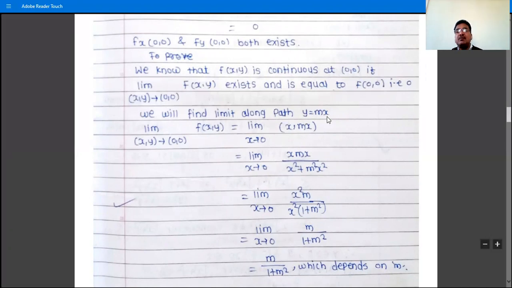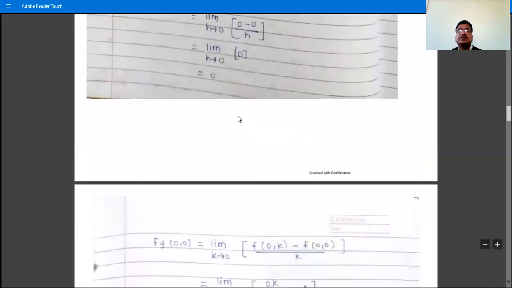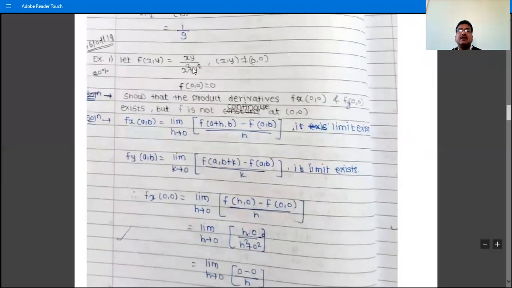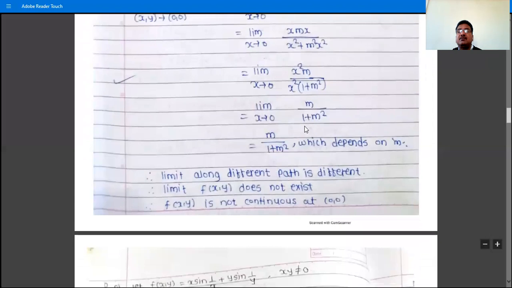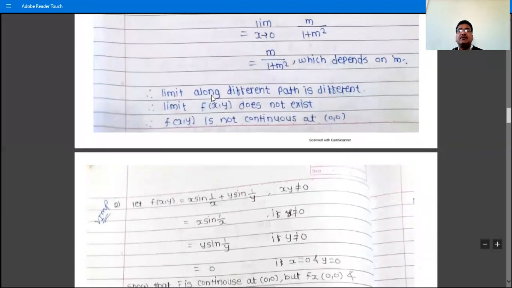So we will find the limit as (x, y) tends to (0, 0) of f(x, y) along the path y equal to mx. So the limit as (x, y) tends to (0, 0) of f(x, y) is equal to the limit as x tends to 0 of f(x, mx), with y equal to mx. Then what is the value of f(x, mx)? Use this formula, substituting x as x and y as mx. So we have this, and then taking x square as common, we have this answer. The limit of this factor is itself, because it is a constant with respect to the limit. The limit is on x, and the value depends on m. Therefore the limit along different paths is different, and therefore the limit of f(x, y) as (x, y) tends to (0, 0) does not exist, and therefore f(x, y) is not continuous at (0, 0).